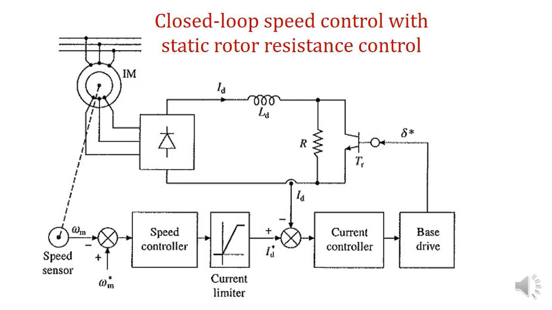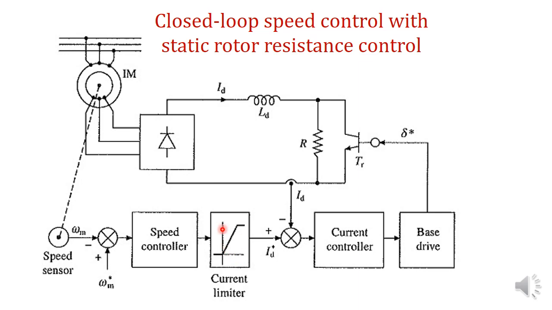Next is the closed loop speed control with static rotor resistance control. The block diagram shows the same drive that we have discussed earlier and a closed loop control system. Here the actual speed of the motor is sensed using a speed sensor, that is omega m, and is compared with the speed command, that is the desired speed. Desired speed minus actual speed will give the error signal, which is given to the speed controller, and the output of the speed controller is given to the current limiter.